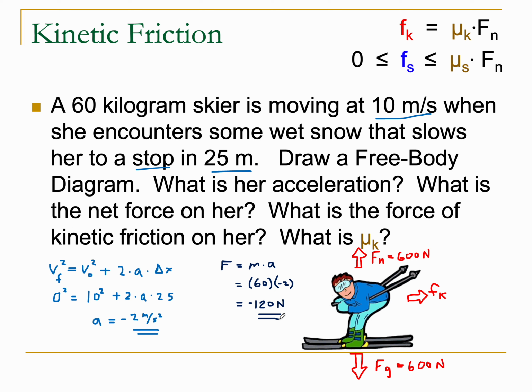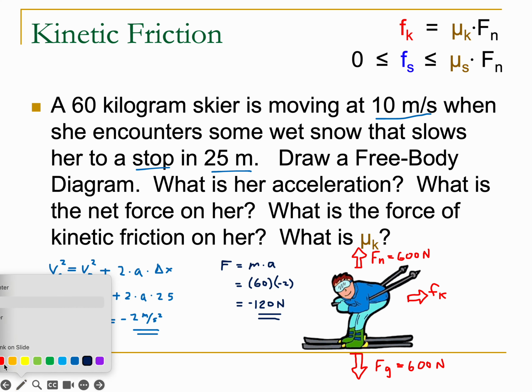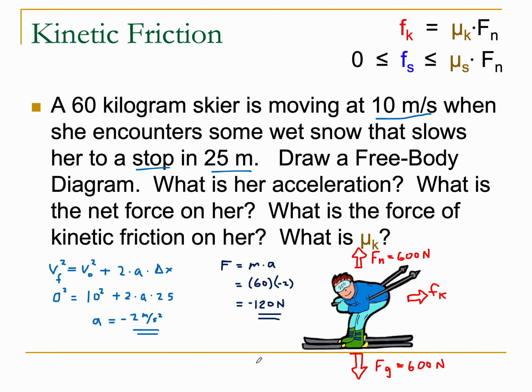Some of you will see this immediately. Others of you are like, wait, what? Believe it or not, you can now tell me what the force of kinetic friction is on her. You're like, what? Yeah. What is producing that net force on her? Well, the only unbalanced force, the only force that you're going to end up with, is this force of kinetic friction. And it is going to be equal to 120 newtons acting against her motion. That's that negative sign you saw before.